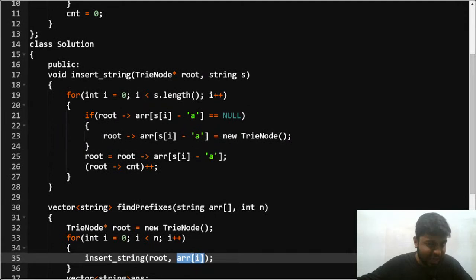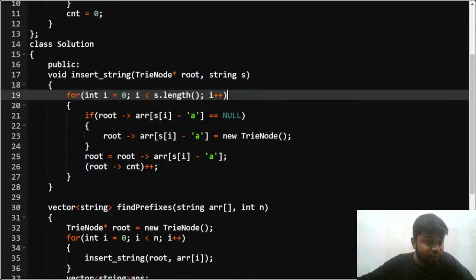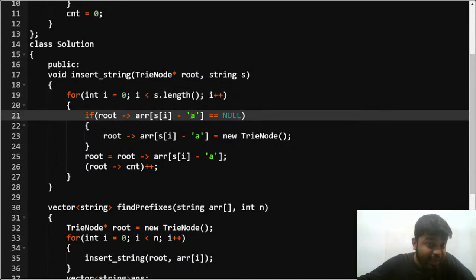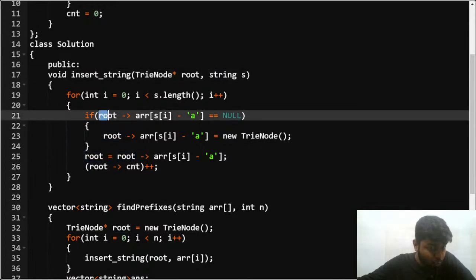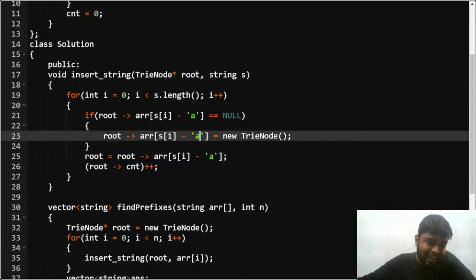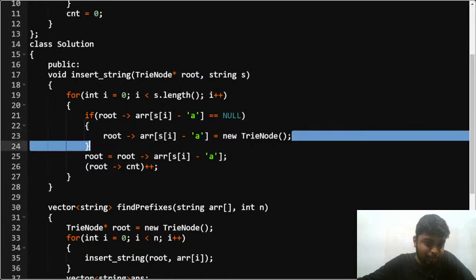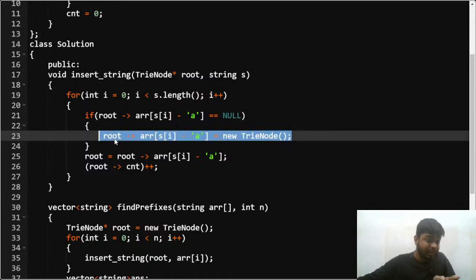As I told you, it's as simple as that. So what I'll be doing is I'll be iterating through the length of the word, each character of the word. If the root, which is nothing but indicating the current node that I am at, if from the current node the character that I want to go to is equal to null, then in that case I'll make that particular node, I'll generate that particular node.